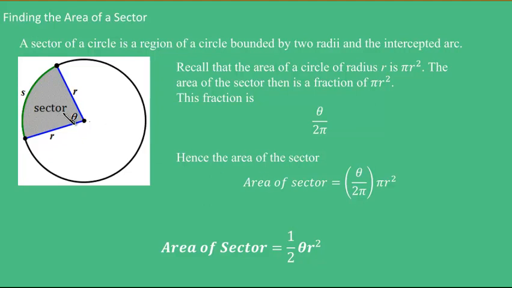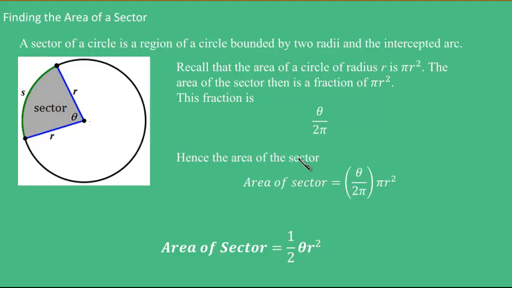So finding the area of a sector is simple. All you need to do is find the ratio of the angle to a complete rotation. Note that this can be in degrees, in which case this would have to be 360, or in radians, if you make this 2 pi. And you find that ratio and multiply it by pi r squared.